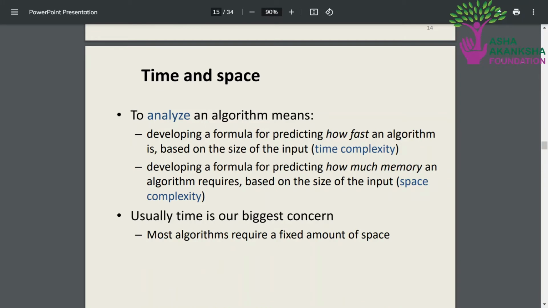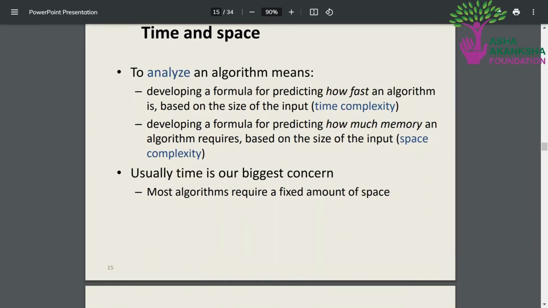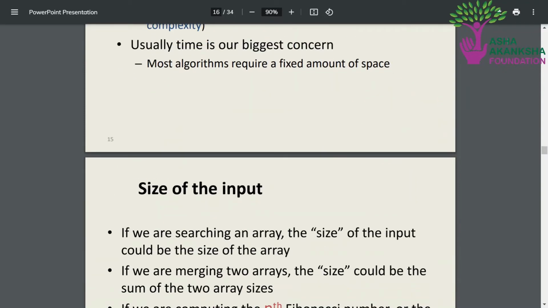So the efficiency does not depend on time only, it also depends on space. Whenever we analyze an algorithm, it means that we are developing a formula for predicting how fast an algorithm is, depending on the size of the input. In time complexity, we take it asymptotically, or for very large input size. Similarly, we develop a formula for predicting how much memory an algorithm requires depending on the size of the input. But in general, time complexity is our biggest concern, and most algorithms don't require that much space.